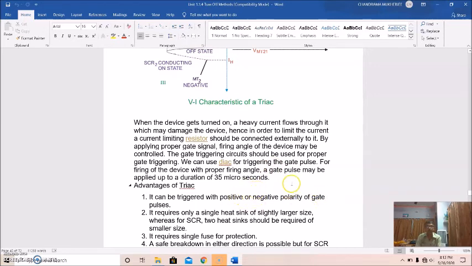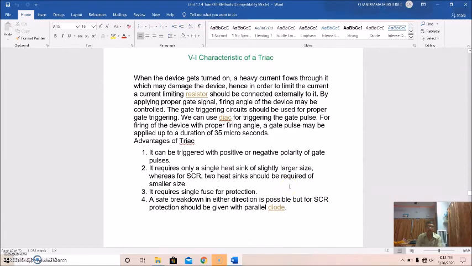We can use a DIAC for triggering the gate pulse for firing the device with the proper firing angle. Gate pulse may be applied up to a duration of 35 microseconds. So the TRIAC has several advantages. It can be triggered with positive or negative polarity of gate pulses.